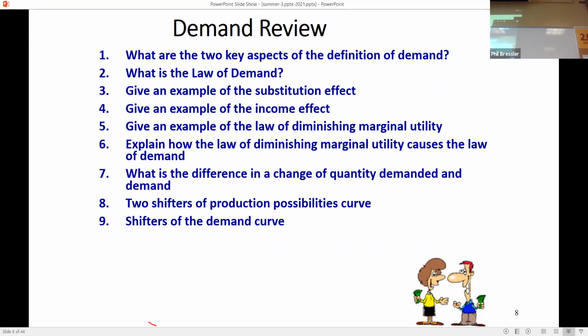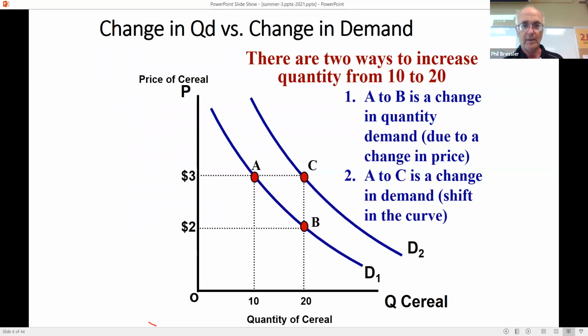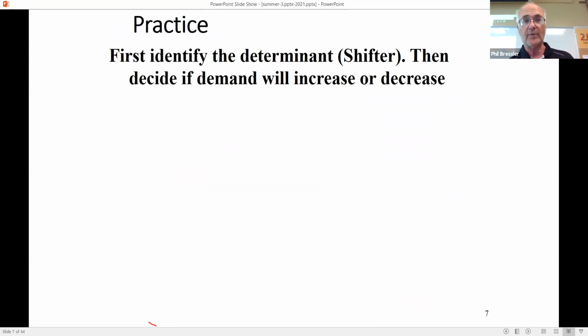Price up, quantity demanded down. So the law of demand is price goes up, quantity demanded goes down. That means it's sliding on the curve. Price goes down, quantity demanded goes up. That means just sliding down the curve. So from A to B or B to A is the law of demand. I go B to A, price goes up, I go from 20 to 10. I go from A to B, price goes down, I go from 10 to 20. That's the law of demand.